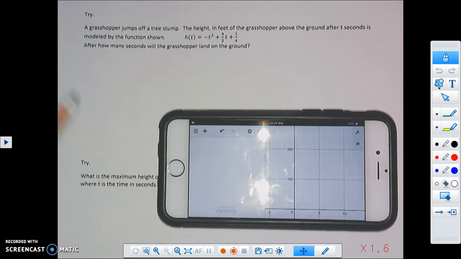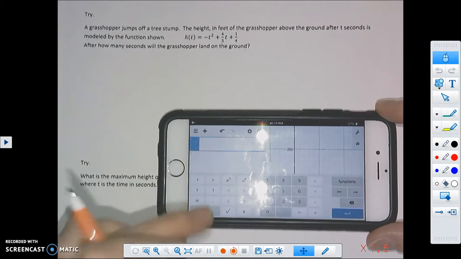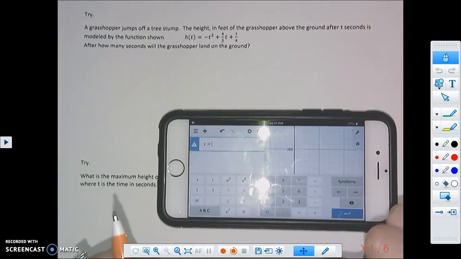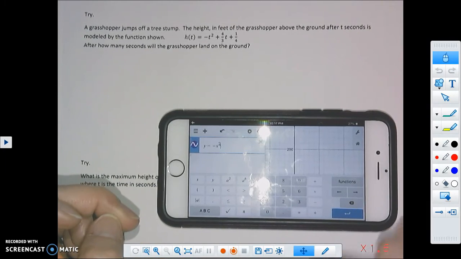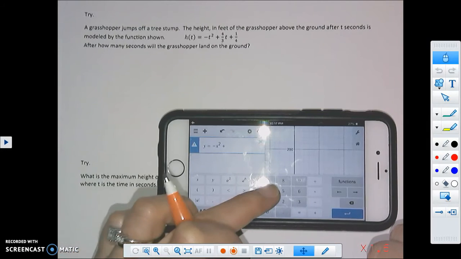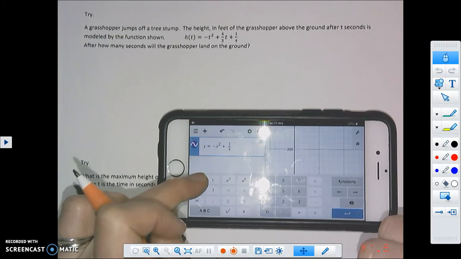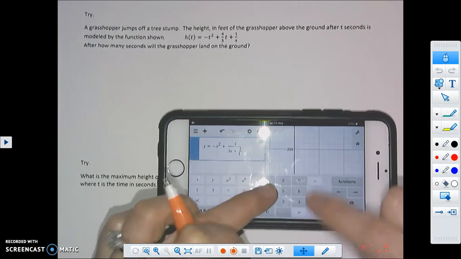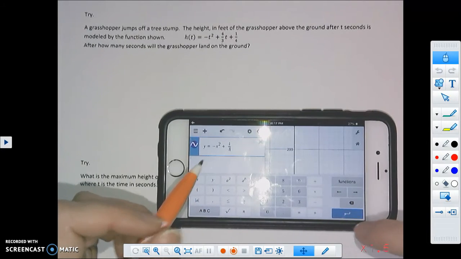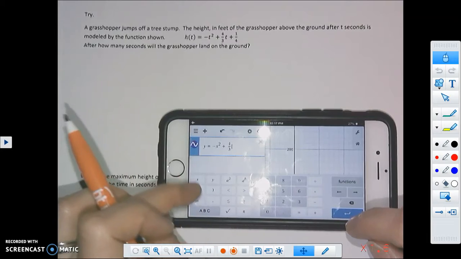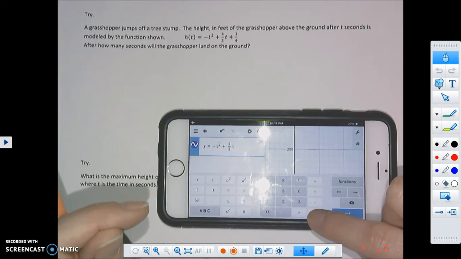It says a grasshopper jumps off a tree stump. The height in feet of the grasshopper above the ground after t seconds is modeled by the function shown. So that's the function we're going to type into Desmos. So we have y equals negative x squared. Remember, we cannot use t's or h's here. Plus 4/3 x plus 1/4. Ooh, see what I did there? I did not make sure that after I was done with my 4/3 I put x in there. So we have to be careful with that.